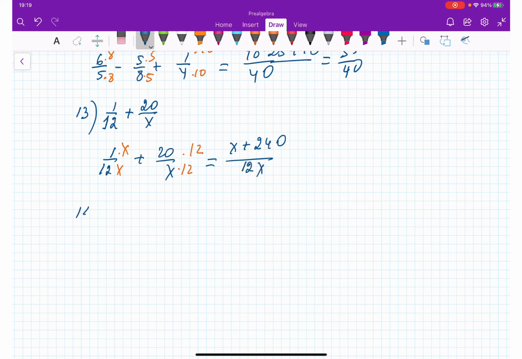Okay, question number 14. It's going to be x over 13 plus x over 26 plus 2x over 104. Okay, let's see if 104 is divisible by 13 and 26. 104 divided by 26, it's going to be 4. And 104 divisible by 13 is equal to 8. So 104 is going to be the common denominator.